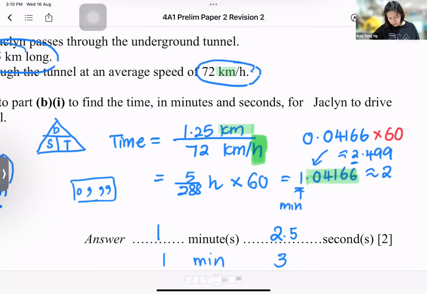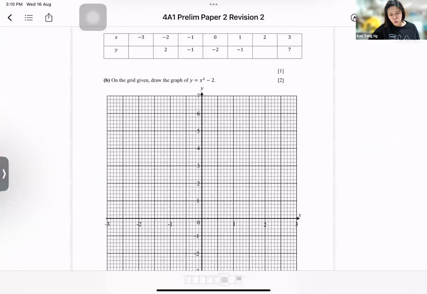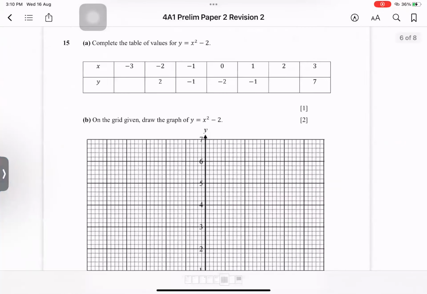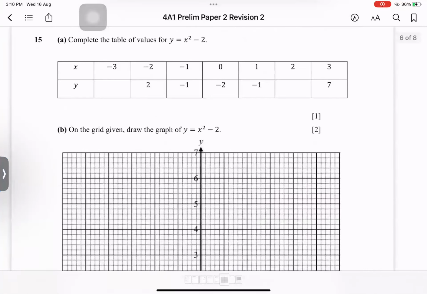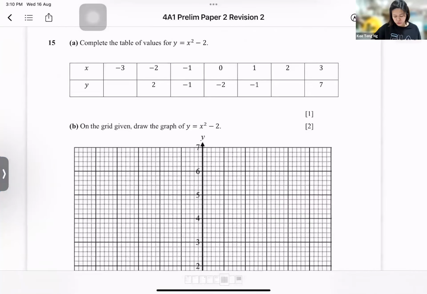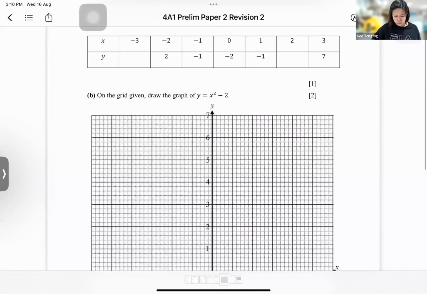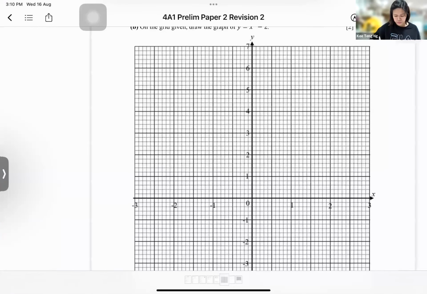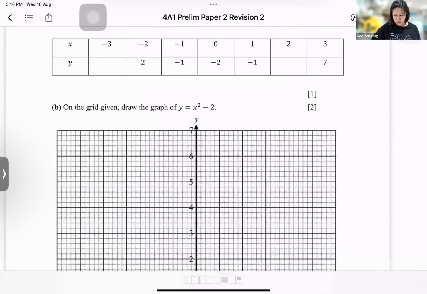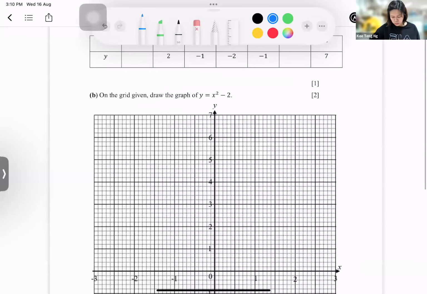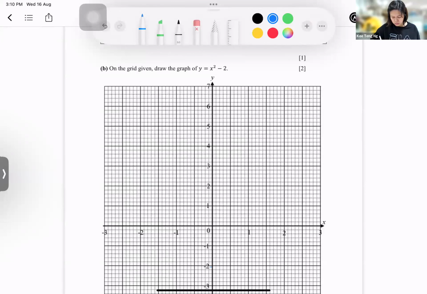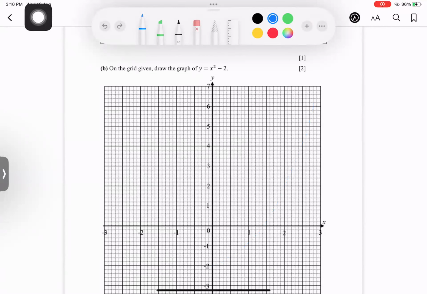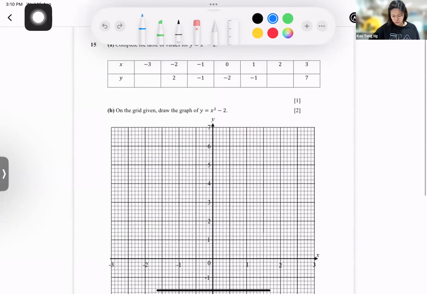Okay, next one. Can I assume that you all know how to draw graph? I assume, right? But when I assume you all can draw graph already, the graph looks something like this. Where is the turning point? Okay, the graph looks something like that. Right. Is it like this? Yeah. All right, let me plot this one, -1.